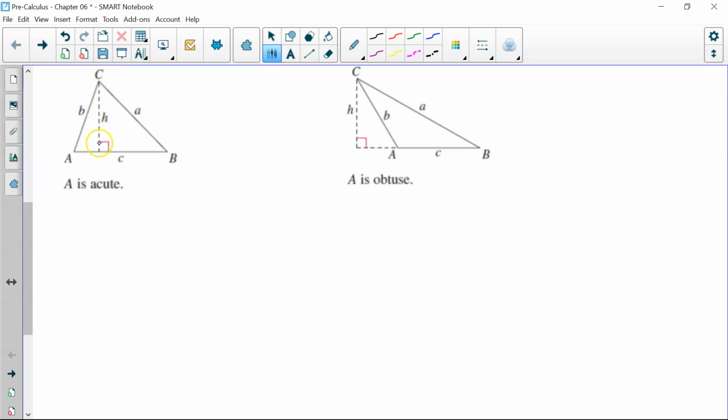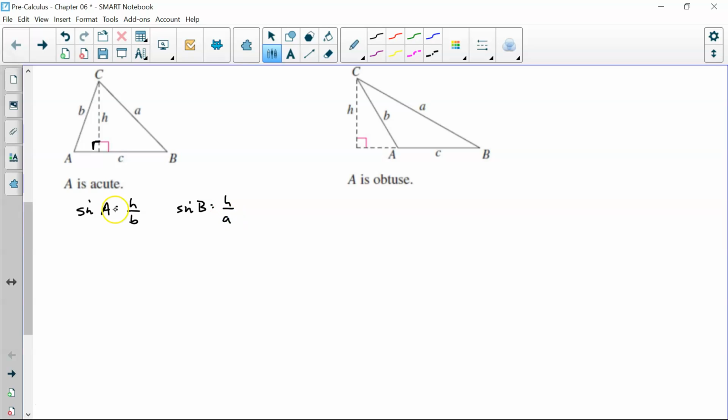Now, where this law of sines comes from: if you think about drawing the height in this acute triangle, if you drop that perpendicular, that's the height, and it creates two right triangles here. So the sine of angle A is opposite, which is h, the height, over the hypotenuse B. We could also look at another angle. The sine of angle B is opposite, which is the height, over A.